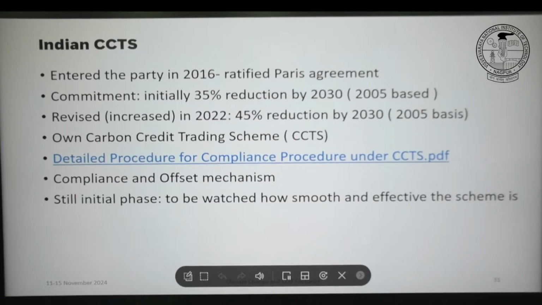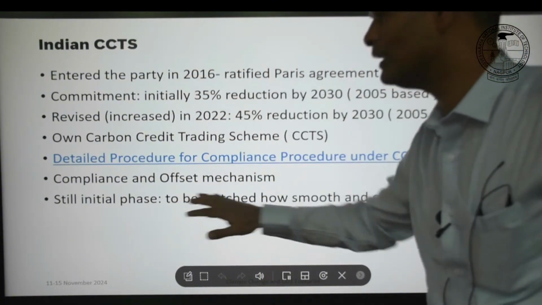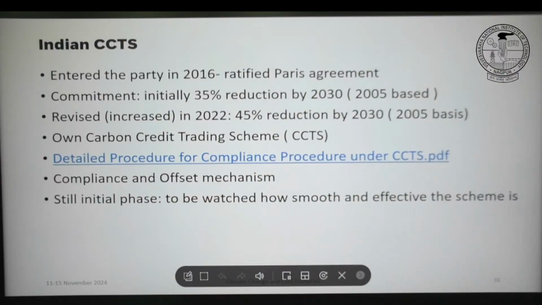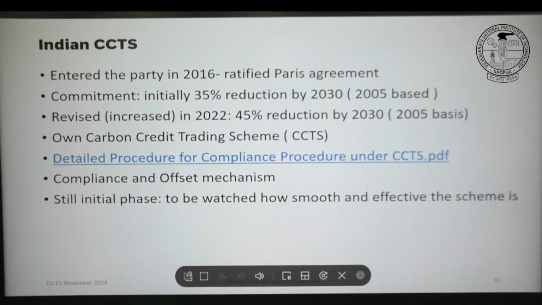But with this carbon trading mechanism in India, trading is yet to be enforced. Just last year it was announced, proposed and drafted, but not started yet. Trading has not started, so it's still in the initial phase, to be watched for how smooth and effective the scheme will be.